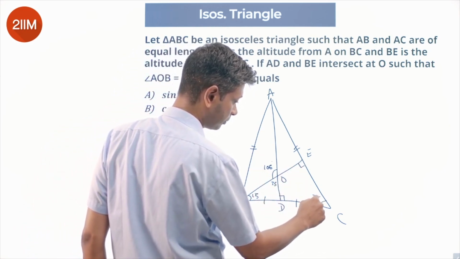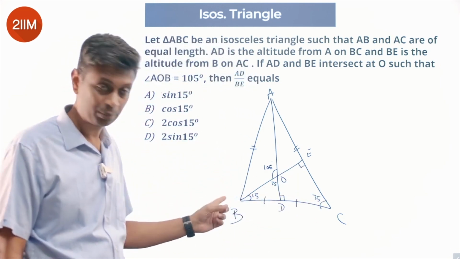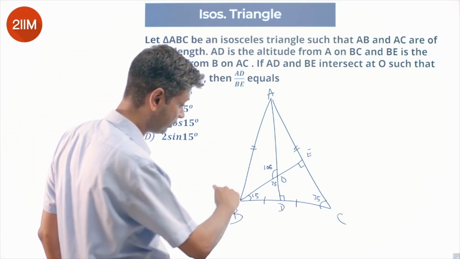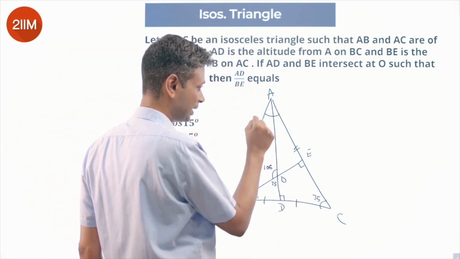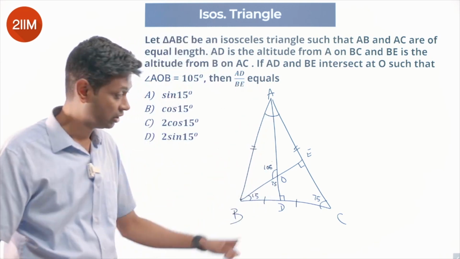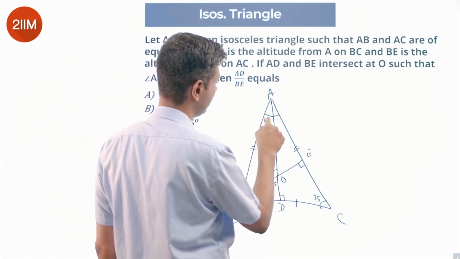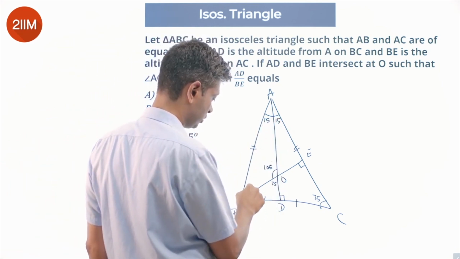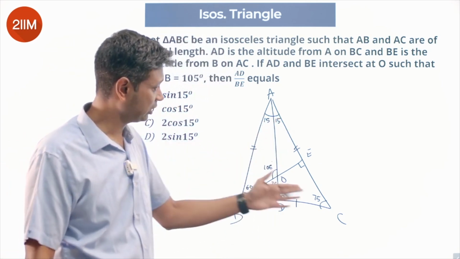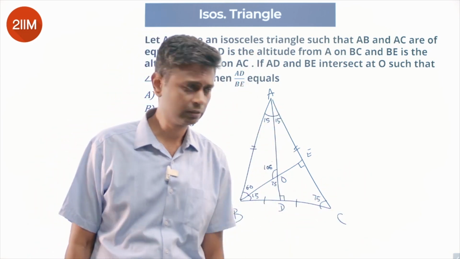This should be 75. This is an isosceles triangle. This is 75. This should be 75. Two sides are equal. So 75 plus 75 is 150. The whole thing should be 30. Angle BAC is 30 degrees. 75 plus 75 is 150. Overall angle is 30. So this is 15. This is 15. This angle is 60. 60 plus 15 is 75. 75, 75, 30 is the big triangle. 15, 90, 75 is this triangle.